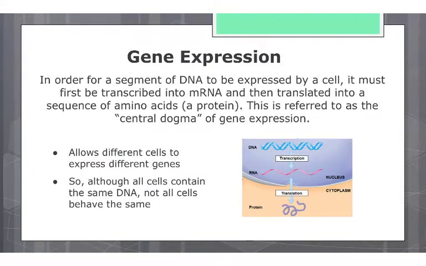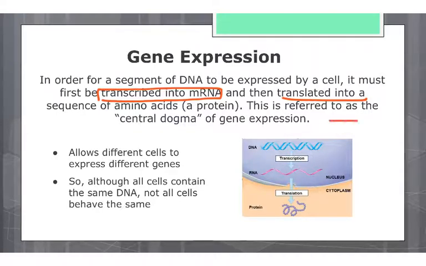So in order for a segment of DNA to be expressed by a cell, it must be first transcribed, and this word is really, really important, into mRNA, and then translated into a sequence of amino acids, which are a protein. This is referred to as the central dogma of gene expression.